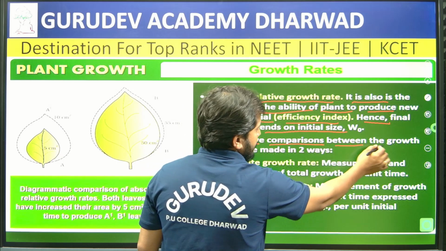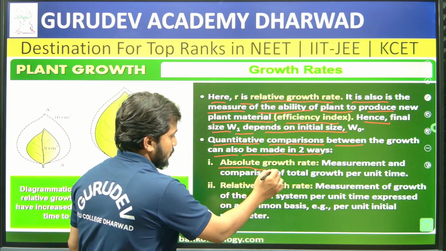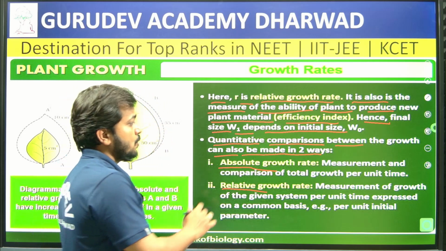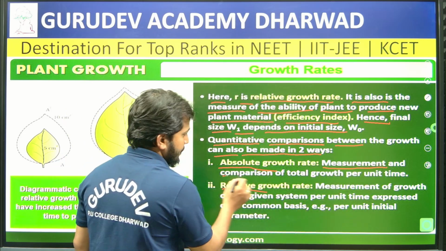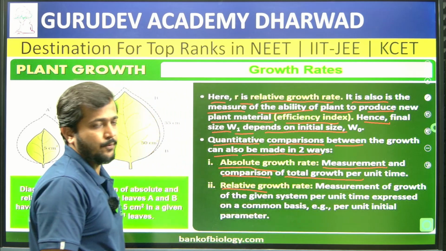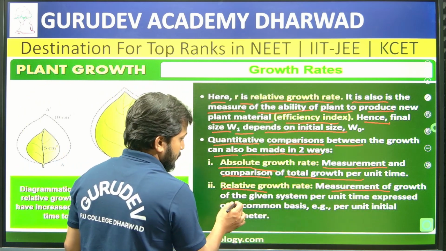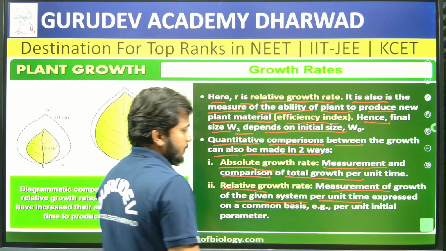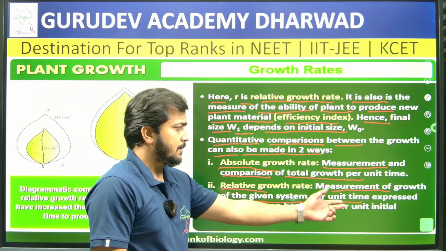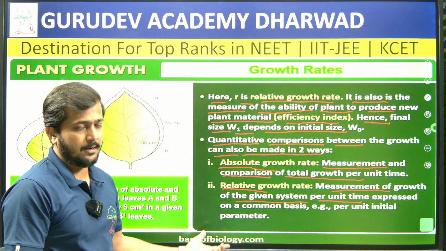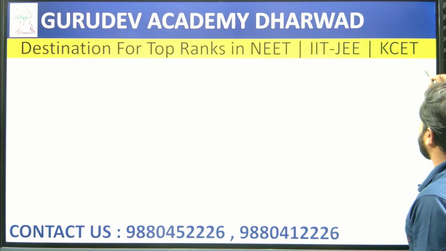Then consider quantitative comparison. Growth can be compared in two ways: absolute growth rate and relative growth rate. Absolute growth is the measurement and comparison of total growth per unit time. Relative growth is the measurement of growth with respect to a given system per unit time. Expressed on a common basis, for example per unit initial parameter, it is known as relative growth. That is what we should remember when it comes to growth rate, right?